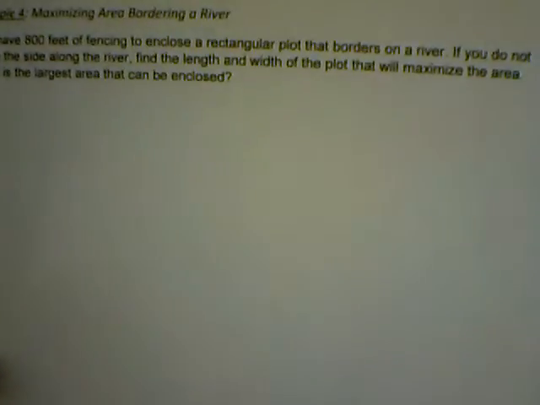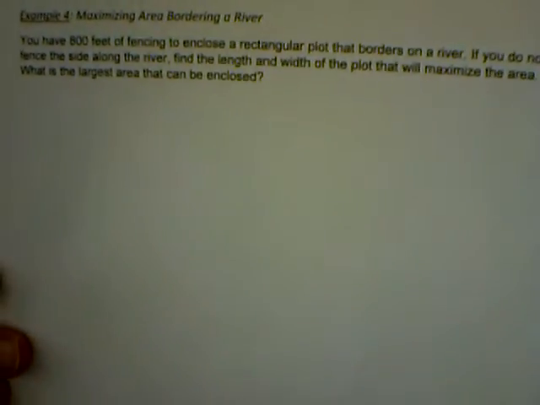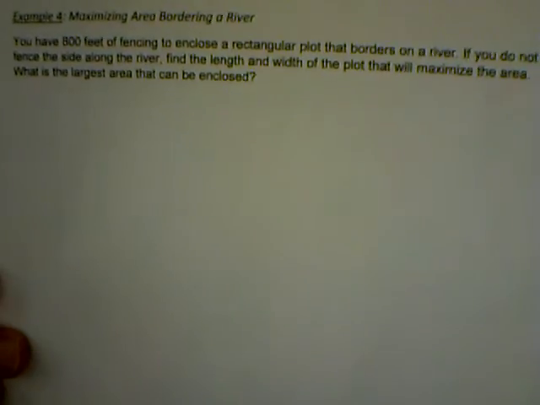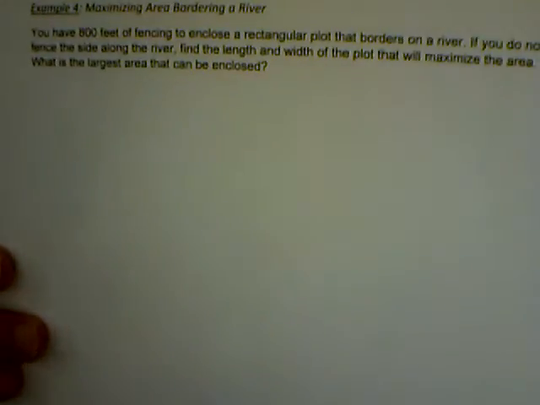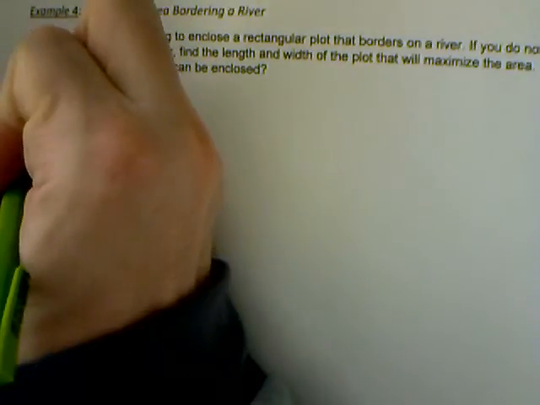So you have 800 feet of fencing to enclose a rectangular plot that borders on a river. If you do not fence the side along the river, find the length and the width of the plot that will maximize the area. What's the largest area that can be enclosed? So let's go ahead. Step 1, we're going to draw a picture.